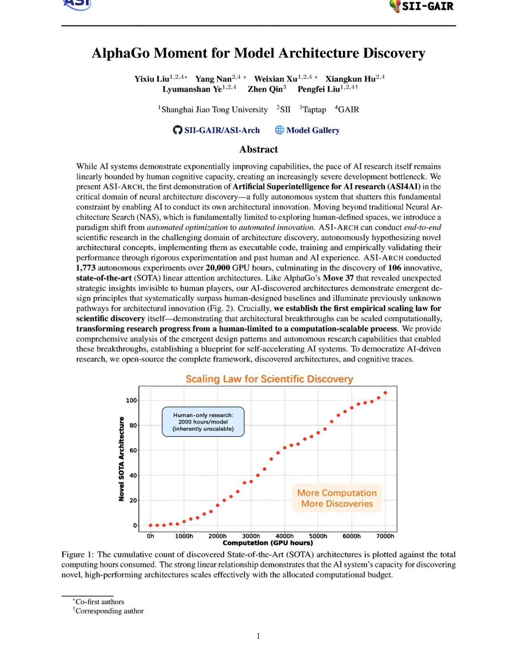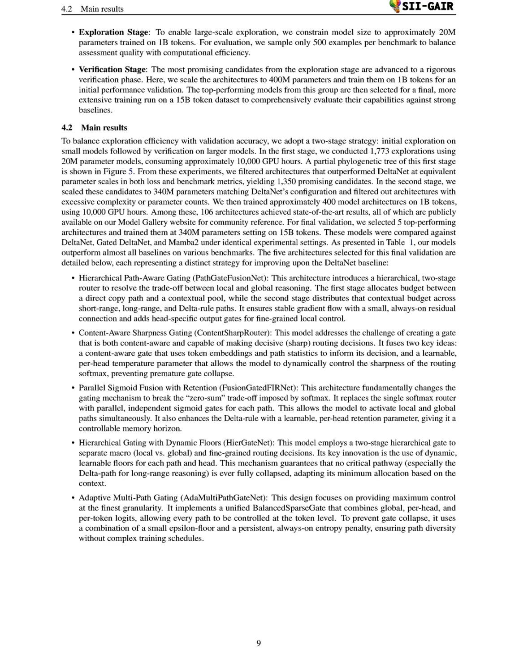The performance of the proposed architectures in the ASI-ARCH framework is validated through a two-stage exploration, then verification strategy. Initially, 1,773 explorations were conducted using models with approximately 20 million parameters, consuming around 10,000 GPU hours, to identify promising candidates that outperformed the DeltaNet baseline in both loss and benchmark metrics. In the verification stage, these candidates were scaled to 340 million parameters and trained on 1 billion tokens for rigorous validation, with the top-performing models subsequently trained on a 15 billion token dataset for comprehensive evaluation.